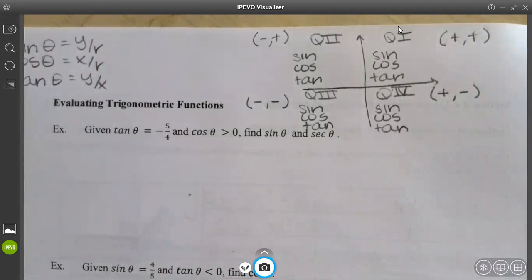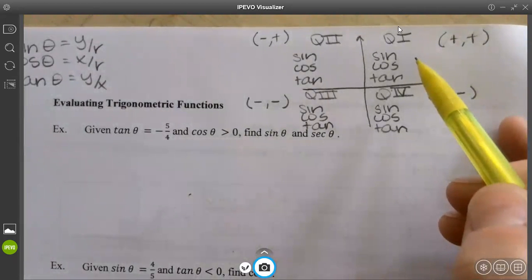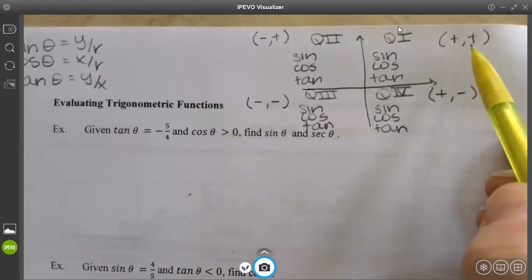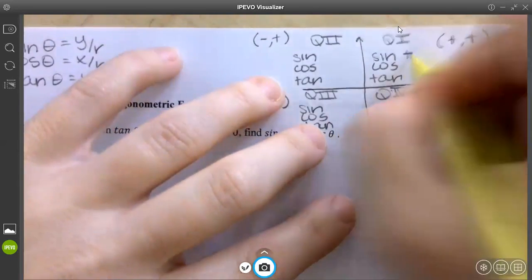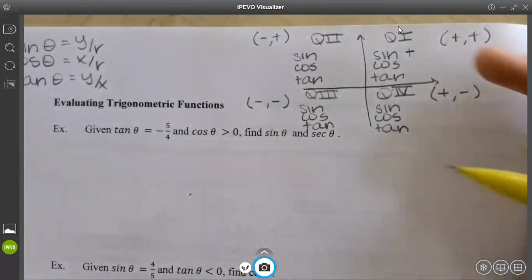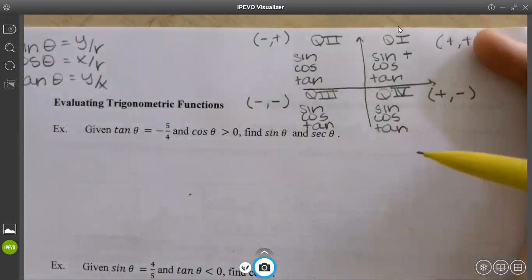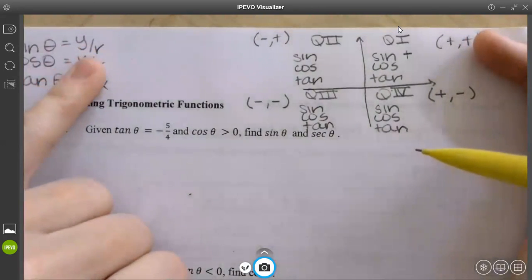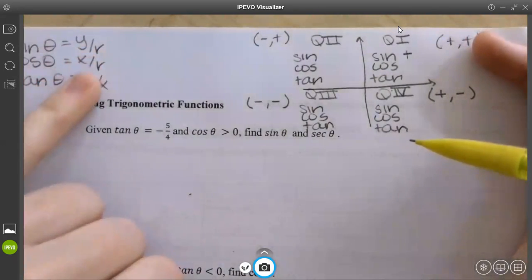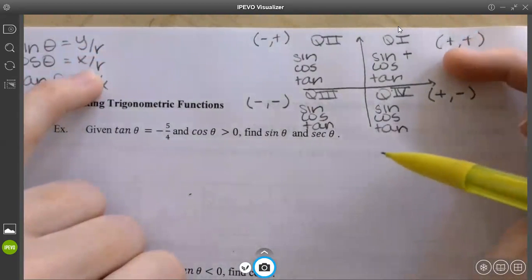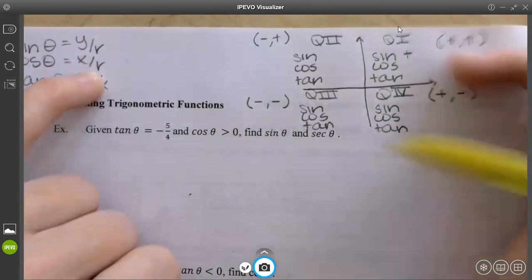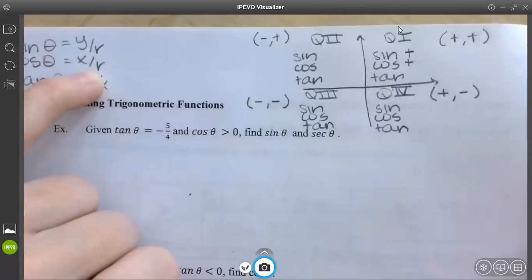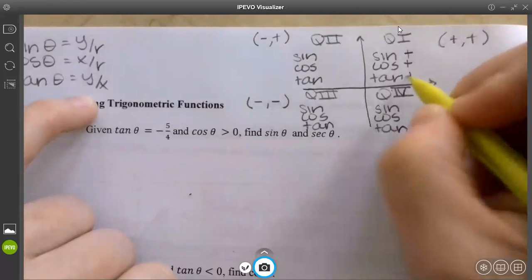Y over R. R is always positive. What kind of y coordinate will you have? Positive. Positive over positive makes a positive. So think about it this way: your y coordinate has to be positive in quadrant 1. Your radius is always positive. What about cosine? It's x over r. So our x coordinate is positive, over r is positive, makes positive. And then tangent, x and y are both positive.